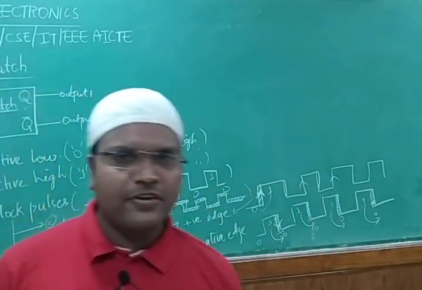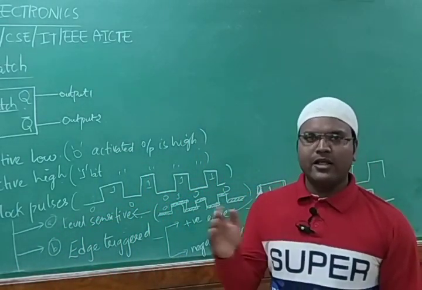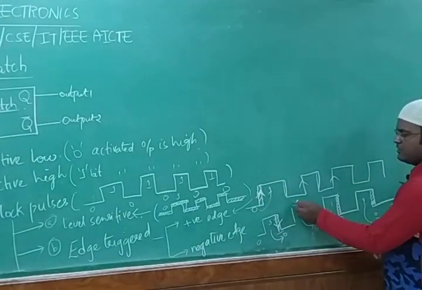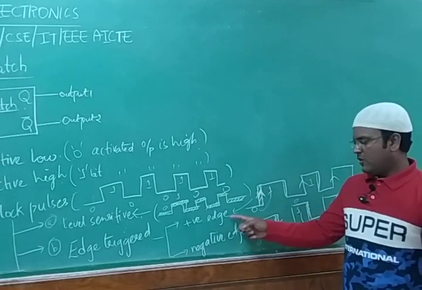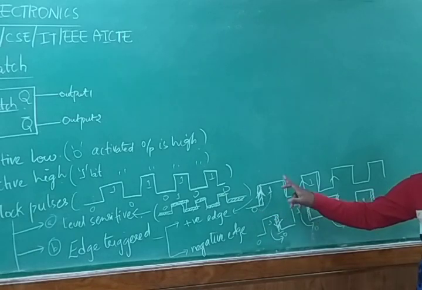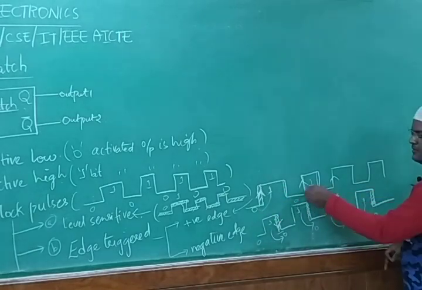So in clock pulse we have two things. One is level sensitive. Level is single, 1 and 0, 1 and 0. If it is lower, 0. If it is higher, 1. If it is lower, 0. If it is higher, 1. So this is levels. Edges, again it is two types. One is positive, another is negative. So positive means transition from 0 to 1. Those are positive.